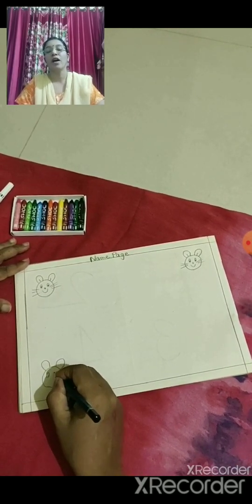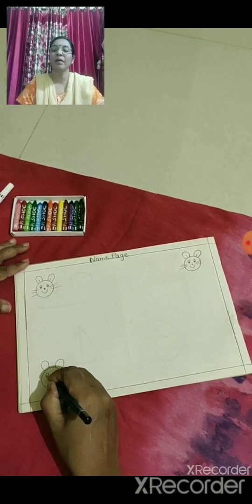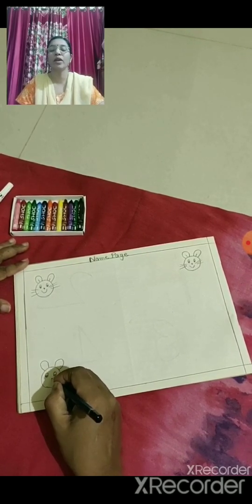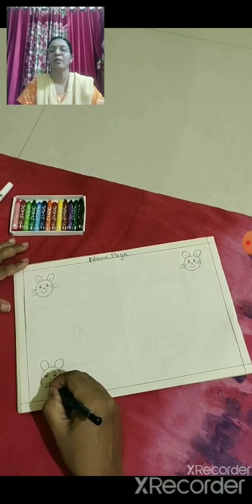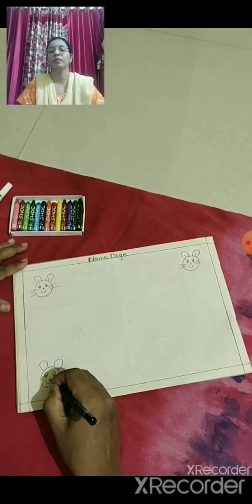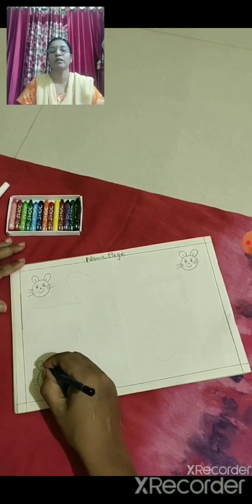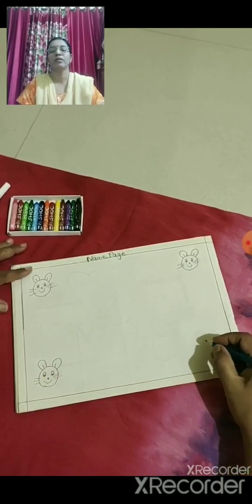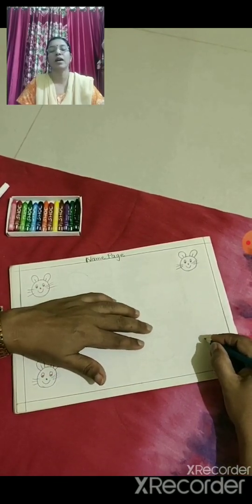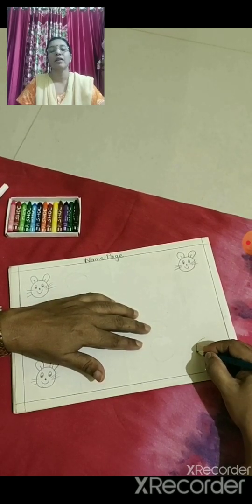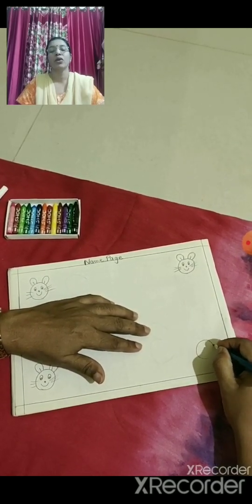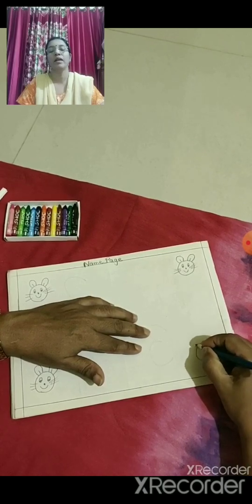Children, you can draw 3 bunny rabbits. Below, down also, you can draw 3 bunny rabbits. Here I am going to draw only 4, in all the 4 corners. Yes, very good. Now the last bunny rabbit, I'm going to draw the bunny rabbit.